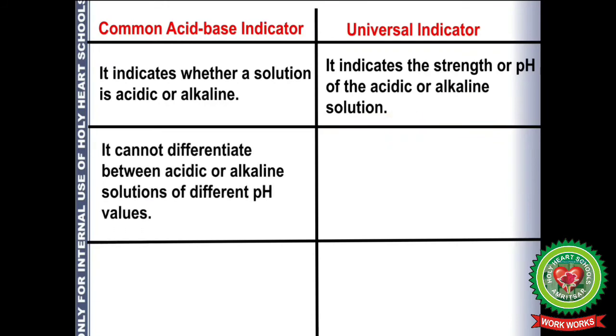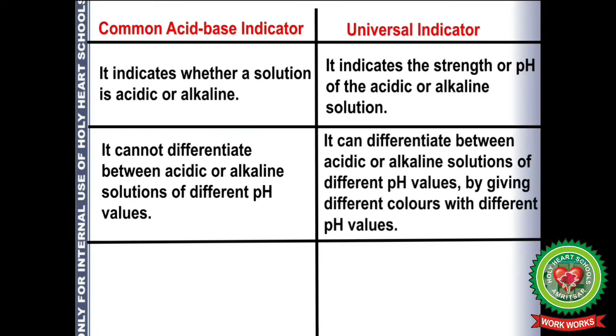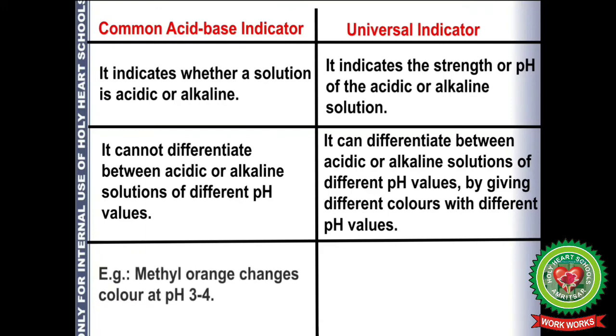The next point is that a common indicator cannot differentiate between acidic or alkaline solutions of different pH values. If the pH is 3, supposing I add phenolphthalein to it, it will turn colorless. If it is pH 1, then also phenolphthalein will be colorless. That means it is not differentiating between pH. But a universal indicator can differentiate between acidic or alkaline solutions of different pH values by giving different colors with different pH values. Just now we had a look in a previous slide.